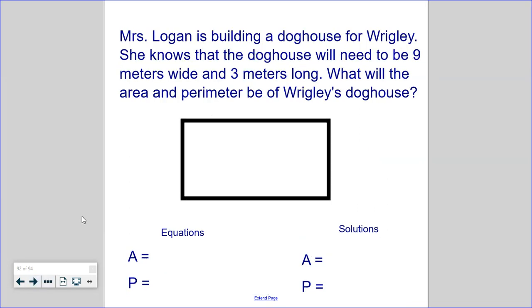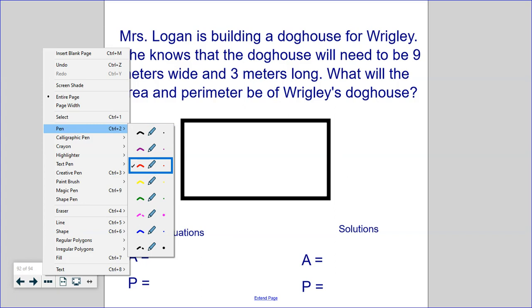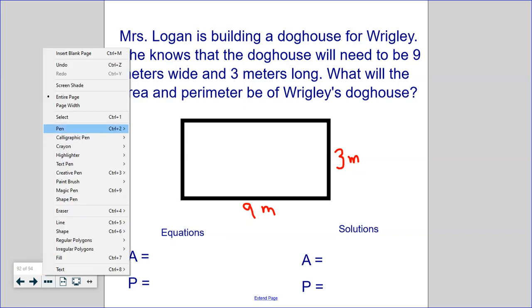Okay, here's our next story. Mrs. Logan is building a doghouse for Wrigley. She knows that the doghouse will need to be 9 meters wide and 3 meters long. What will the area and perimeter be of Wrigley's doghouse? Again, I have a rectangle here. Yours is already labeled, but mine is not, so I'm going to go ahead and label it. So I know that it is 9 meters wide and it is 3 meters long. Okay, all right. So now I need to do my equations.